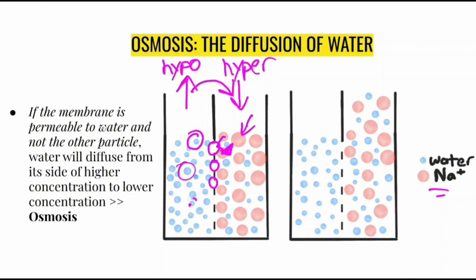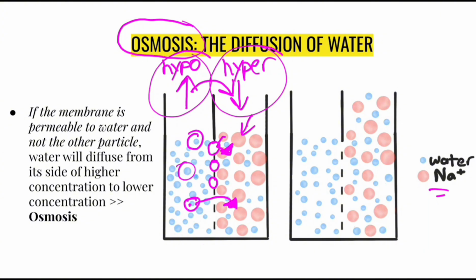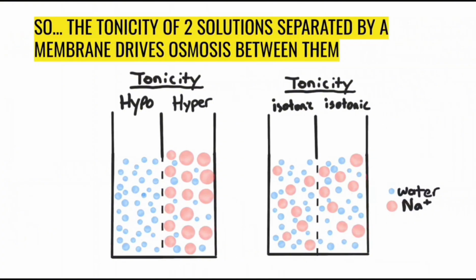So actually the diffusion of water from a higher concentration to a lower concentration has a certain name, and we call this osmosis. So what is osmosis? Diffusion of water from a higher concentration solution, which happens to be a hypotonic solution, to a lower concentration solution, which happens to be a hypertonic solution. So the tonicity of two solutions separated by a membrane drives osmosis between them.